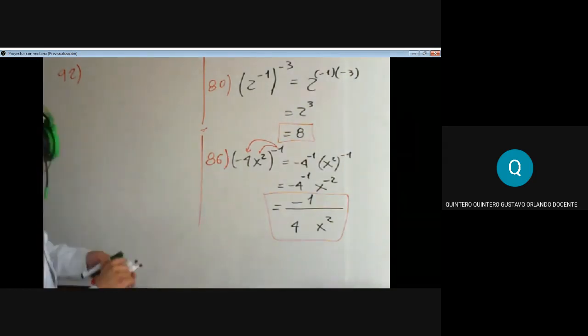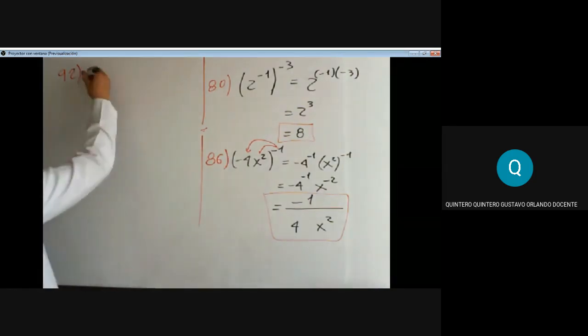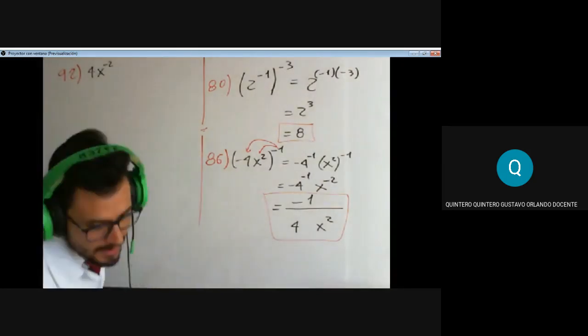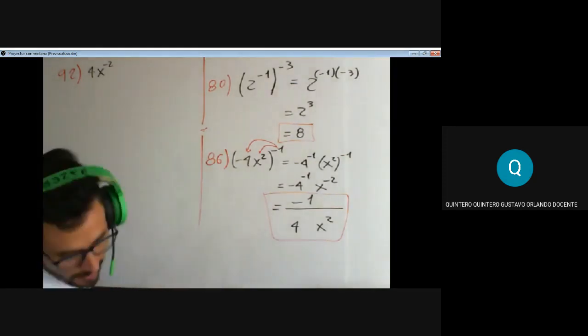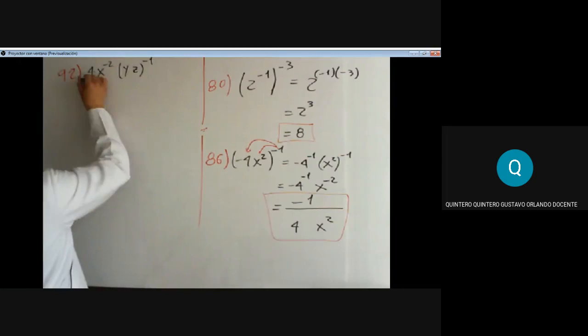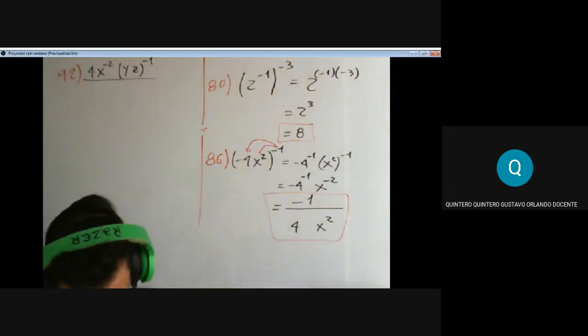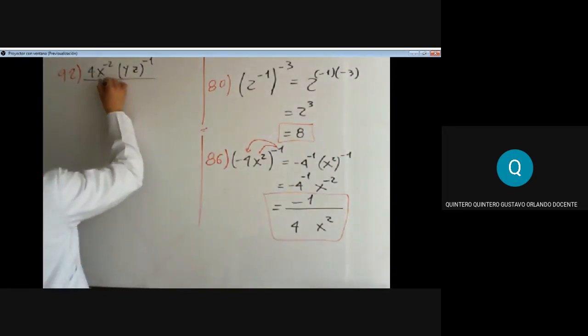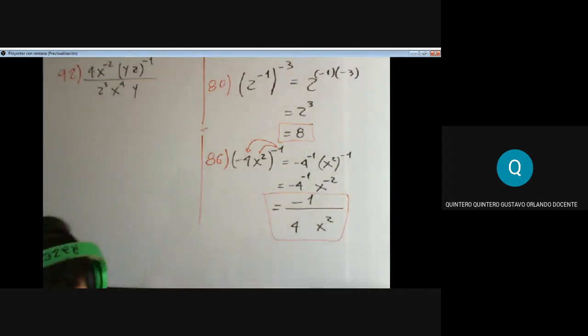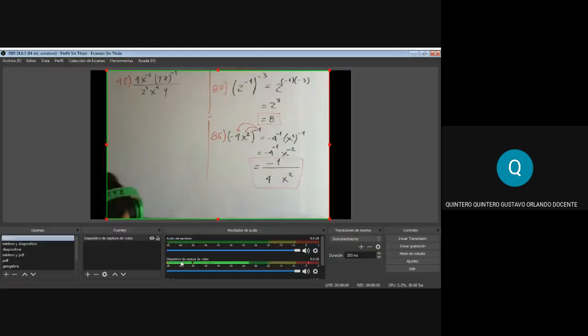All right, it says, 4 x to the -2 times y z to the -1, all of that over 2 to the 3 x to the 4 y. Okay, so this is the question 92. So how do we solve that? Absolutely, so just like we did 91, taking it step by step, little by little.